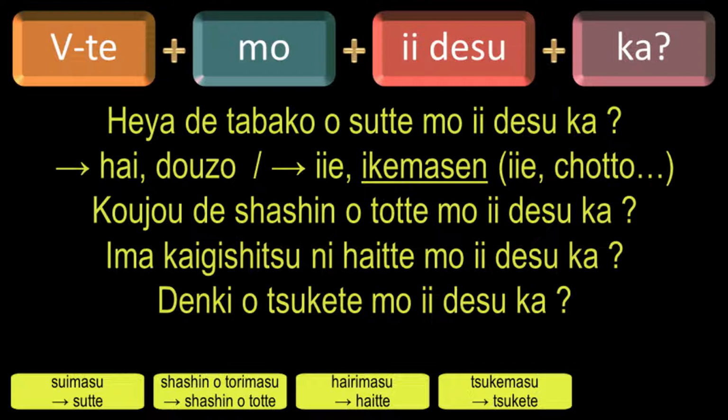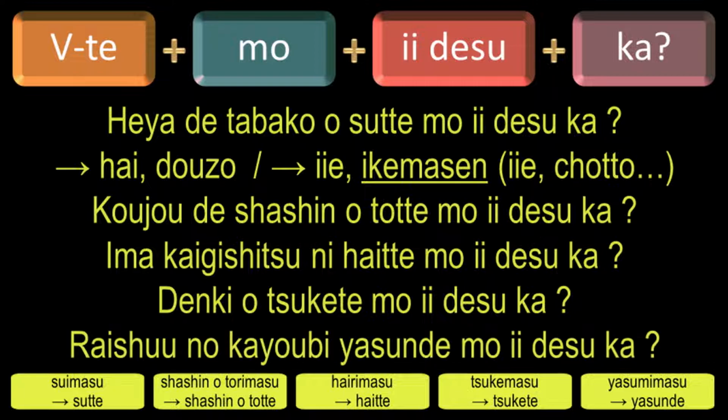Let me give you one more example. Raishu means next week, kayobi means Tuesday, and yasumimasu means to take a holiday. Its te form is yasunde, and by adding mo ii desu ka to it, we will get Raishu no kayobi yasunde mo ii desu ka, which translates to may I take a holiday on next Tuesday? And as a response, if someone says Raishu no kayobi yasunde mo ii desu, then it means you may take a holiday on next Tuesday. Just remember, with ka at the end of the sentence, the expression will be for asking permission, and without ka, the expression will be for giving permission.